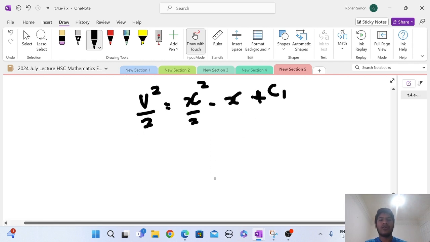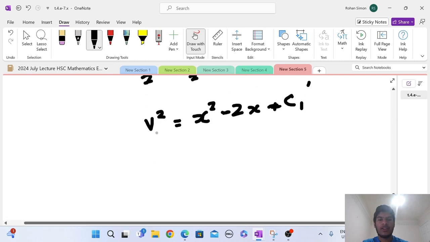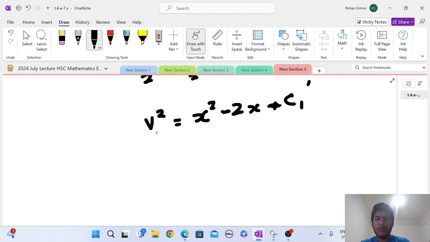Okay, and we can go through and multiply through by 2, and we end up with v squared equals x squared minus 2x plus, I'm going to leave it as c1. Now, the reason I can do that is because it doesn't really matter what I call it, as long as we end up with the right number at the end. So, plus, or we can even call it c1 dash, if we'd like. Now, how do we evaluate c1 dash? Because obviously in our final expression, we don't have a c1 or some constant in there. How do we evaluate that?